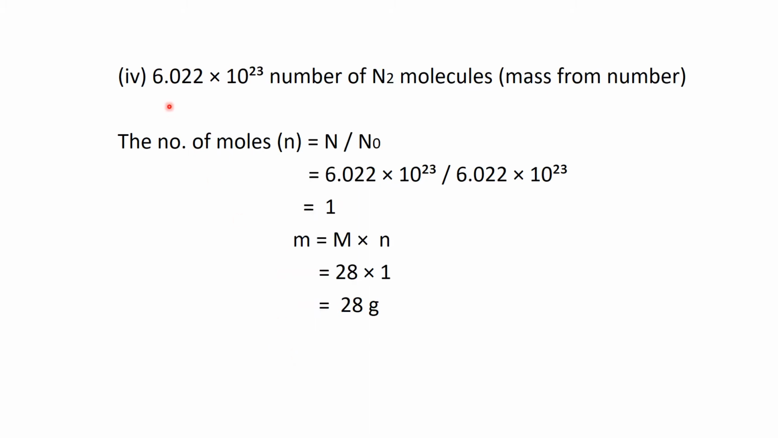Next is 6.022 into 10 to the power 23 number of nitrogen molecules. Now you tell me which formula will be used. Yes, definitely the same. The number of moles is equal to, first of all we write n upon N0, and then you know that number of particles given is the same as the Avogadro number, so the answer will be 1. And then again you will put the formula small m is equal to capital M and small n, and then it will be 28 multiply 1, and then it is 28 gram.